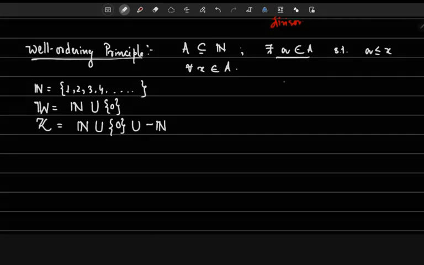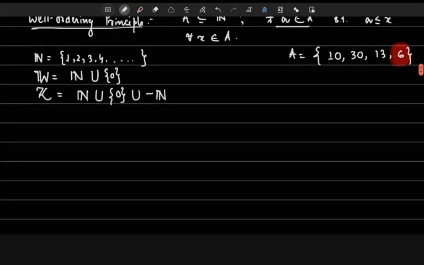As for example, say N is the natural numbers and A be this set: 10, 30, 13, 6. So this is my subset of N. You can always find an element, 6, such that all other elements from A are obviously greater than or equal to 6. You can see 10 is greater than 6, 30 is greater than 6, 13 is greater than 6, and 6 is equal to 6. Okay. So this is called the well ordering principle.